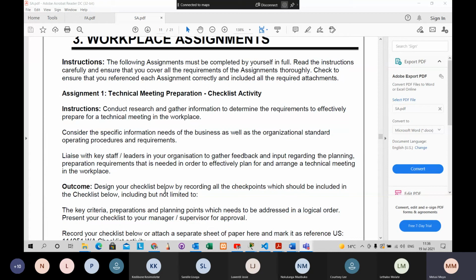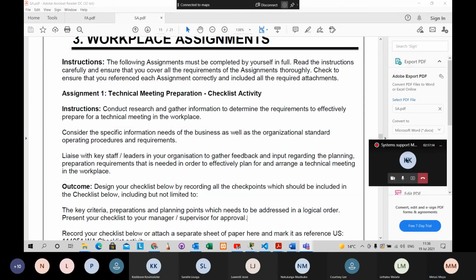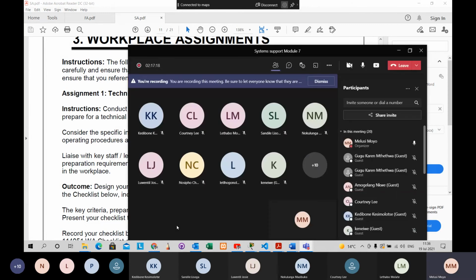So outcome, design your checklist below by recording all the checkpoints which should be included in the checklist, including but not limited to the key criteria, preparations and planning points which need to be addressed in a logical order. Present your checklist to your manager or superior for approval. So basically, we're looking for a checklist that you need to create for preparing for a technical meeting. So what are the things that we need to have on our checklist when we're preparing for a technical meeting?